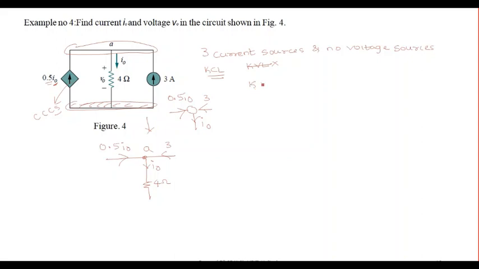So if you apply KCL at node A, okay, so what we will be getting now? Two currents are entering. Which are those two currents? 3 and 0.5 I naught. And which current is leaving? Current which is leaving is I naught, right? So if you solve for I naught, that implies I naught will be equal to, you should get 6 amps.